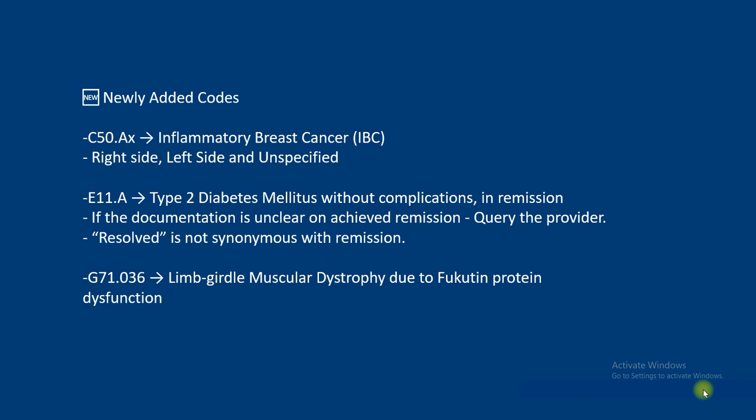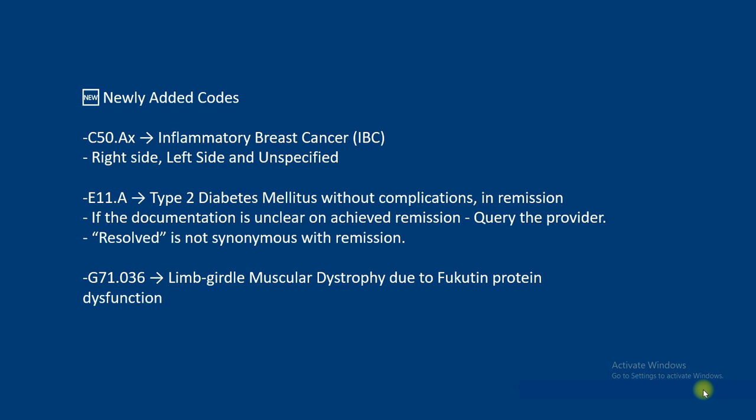Next one is E11.A, type 2 diabetes mellitus without complications in remission. Whenever you want to code diabetes mellitus, as usual we will code E11.9 without mention of remission. But if the documentation includes type 2 diabetes mellitus in remission, we need to use E11.A, which is the new code from 2026, which we need to use from October 1st, 2025.